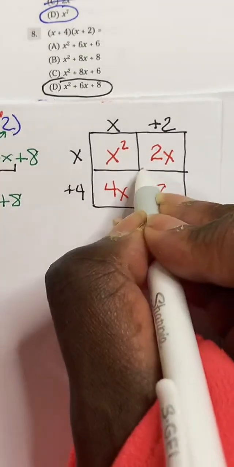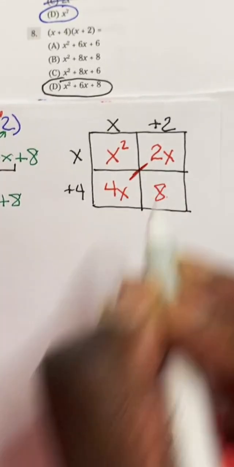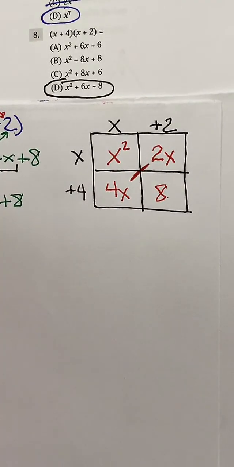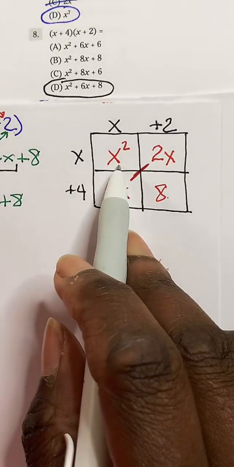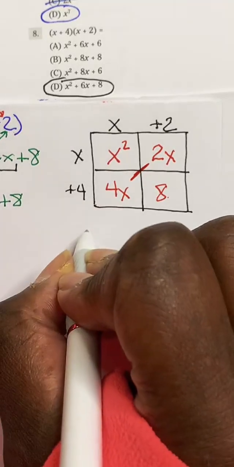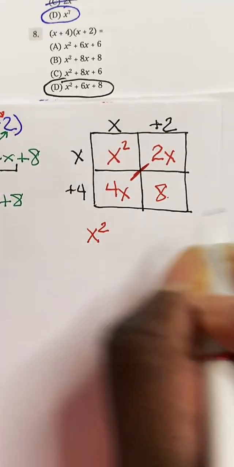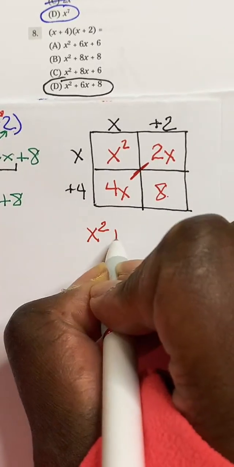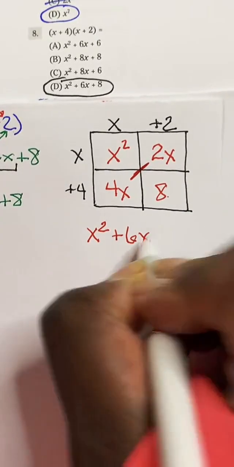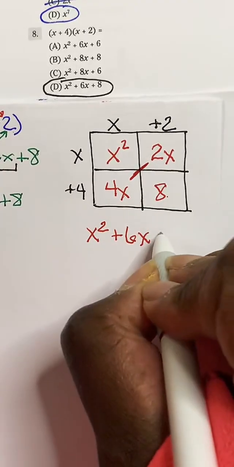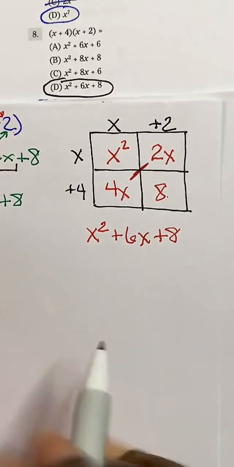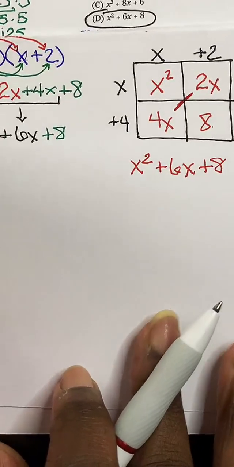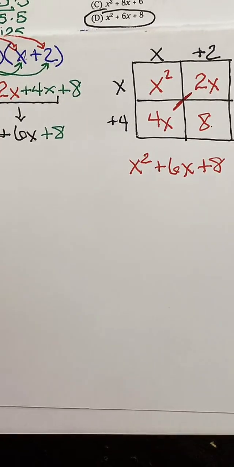Then look, right here on the diagonal. Those are my like terms. So I'm going to write my first term, which is my x squared. I'm going to combine my like terms right here, which is plus 6x. And I rewrite my constant, which is a positive 8. Hey, looky, looky. It's basically the same answer.